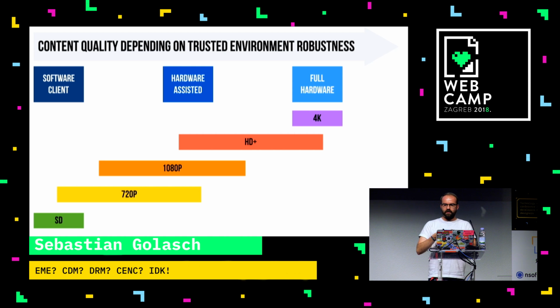So the thing is, content owners want to make content piracy as unattractive as possible, so in insecure environments like software decoding, where piracy is most likely, they make it unattractive by just shipping low-quality videos.